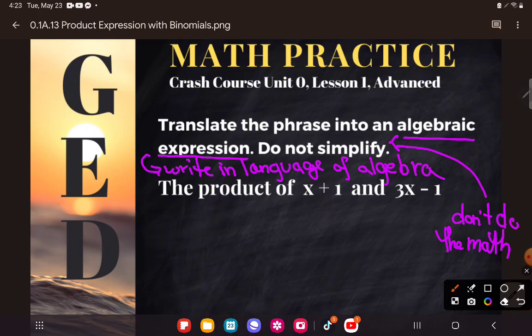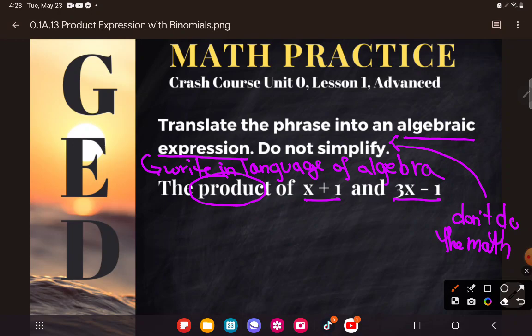I mean, x plus 1 is already in the language of algebra, that language of numbers and operand symbols. And so is 3x minus 1. So really what I need to know is what these things are doing. And we see here the word product. And we learned in the basic operations video that product means multiply.